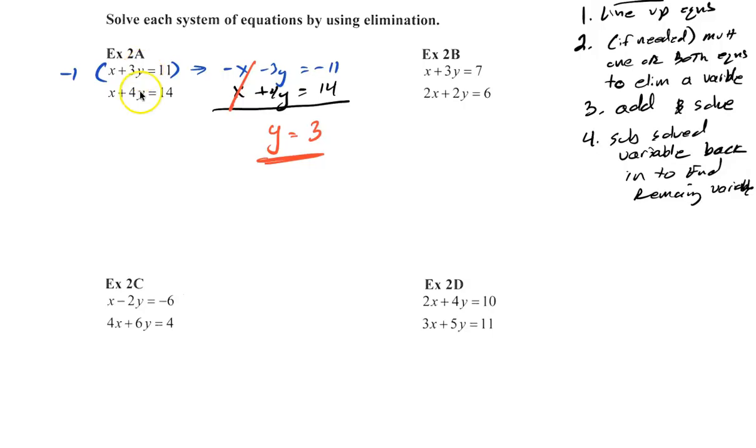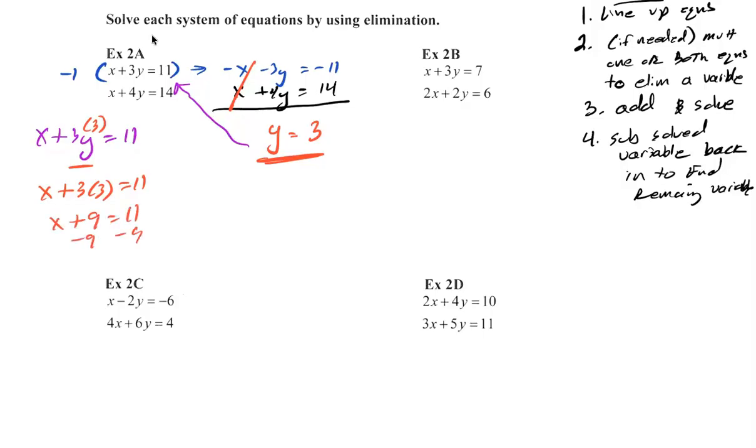Now it does not matter which one you plug into. As long as you plug into one of these two, you're good. I'll do the top one, it looks a little easier. So I have x plus 3y equals 11, but we know y is 3. So you have x plus 3 times 3 equals 11. That's x plus 9 equals 11, minus 9 from both sides, x equals 2. Remember, we write it in point form. X always goes first.